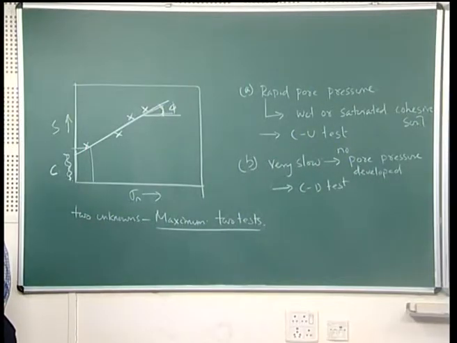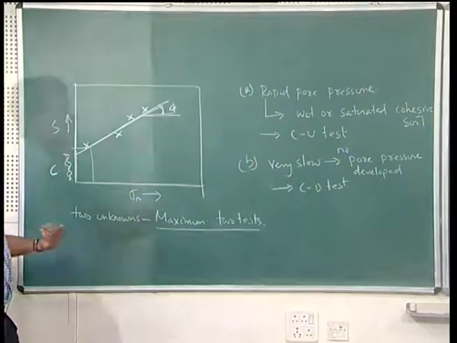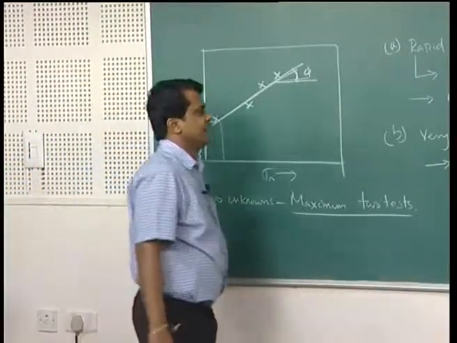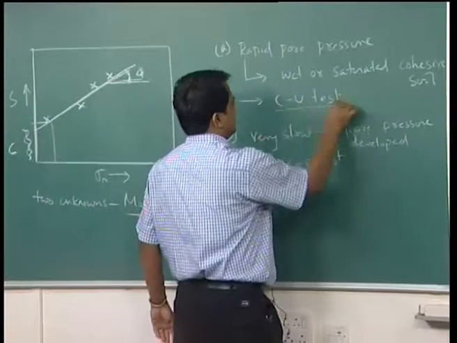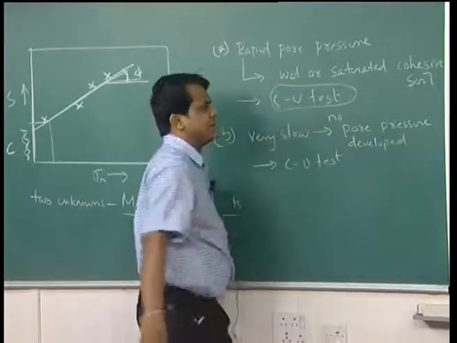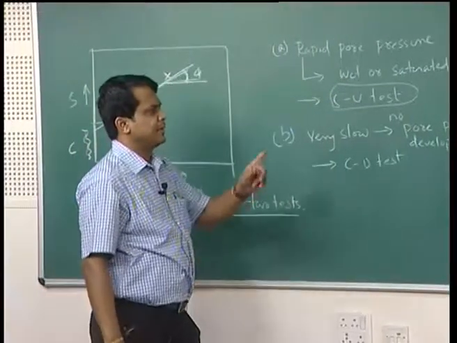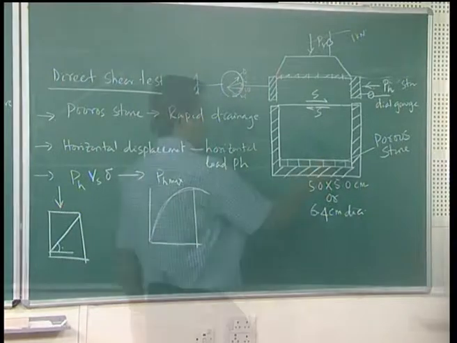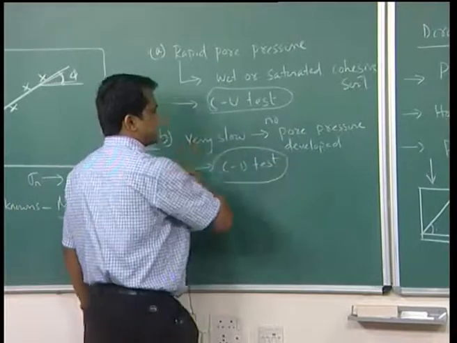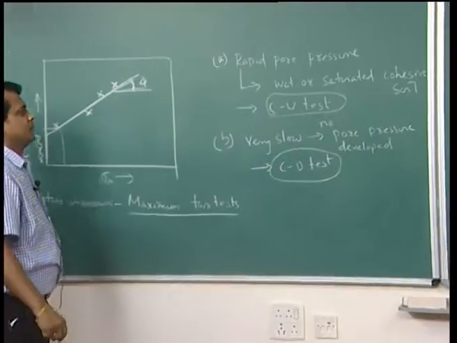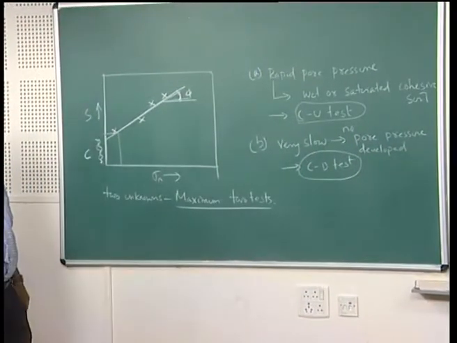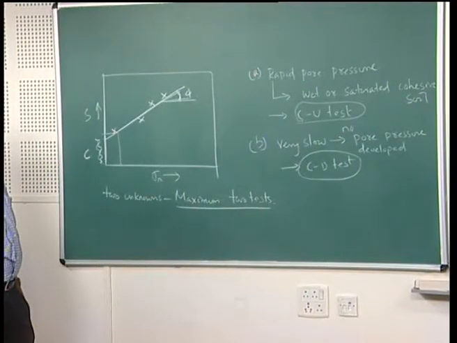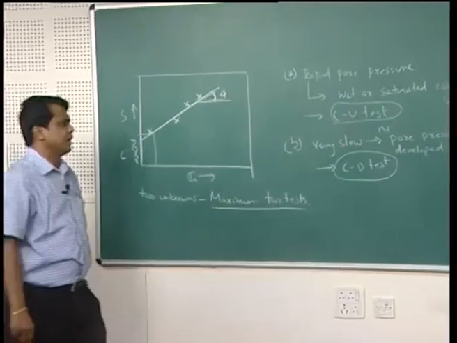So, the next question is, in the direct shear test, is it possible to conduct a consolidated undrained test, or simulate a consolidated undrained test or consolidated drained test, by means of the direct shear test apparatus? So, suppose for example, wet and saturated cohesive soil. In the case of wet and saturated cohesive soil, what will happen?